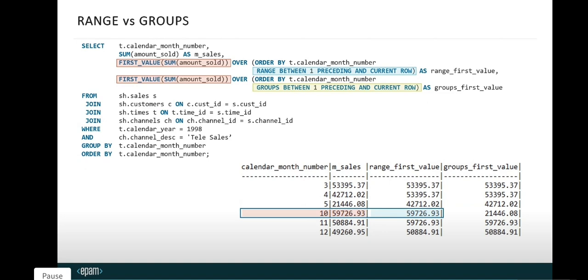In the range mode, offset of 1 unit means the maximum difference between the values of the sorted column in the current row and the previous one. We have no sales data for the 9th month, so the beginning of the frame matches the current row, and the first value function for the 10th month will return sales for the 10th month. In the groups mode, the shift of 1 means shift relative to the current row or group of related rows. In our case, the beginning of the frame coincides with the previous line, and the first value function for the 10th month will return sales for the 5th month.